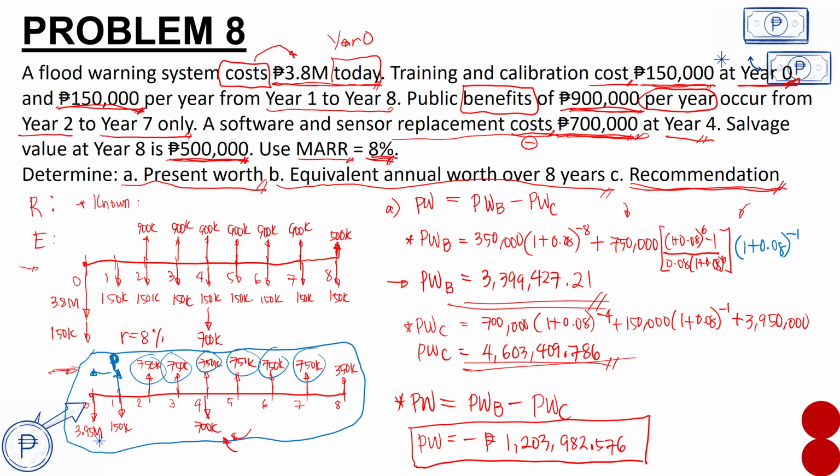So, from there, even without calculating the present worth of the cost, we can actually decide. But since the problem required us to determine the present worth, that's why we solve for the present worth. And that is equal to 1,203,982.576, or approximately 1.204 million pesos negative present worth.